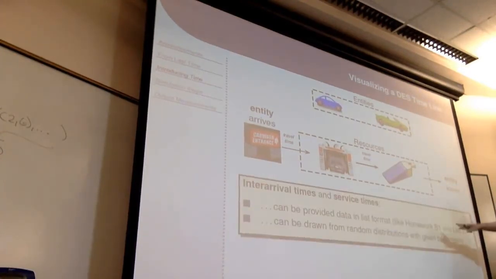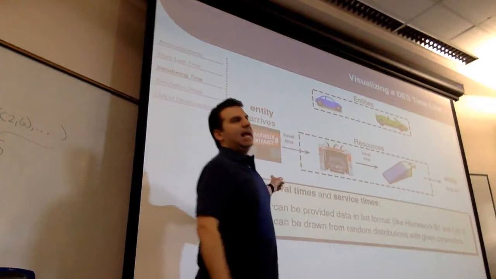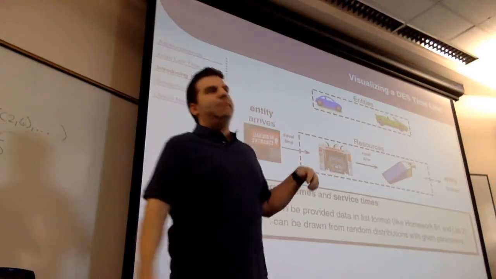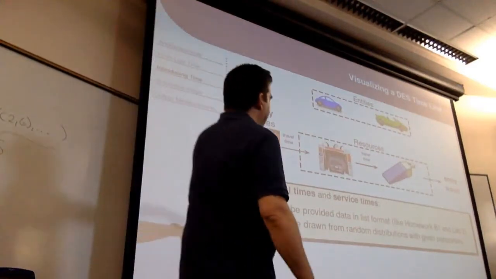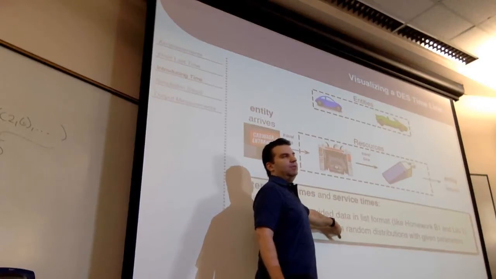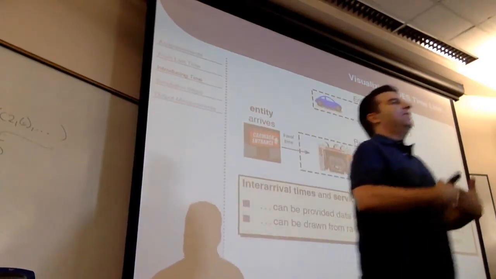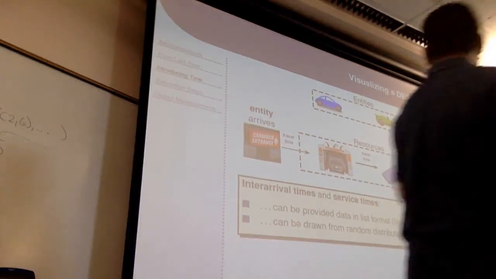All right, so inter-arrival times and service times, as you'll see in the homework, are provided to you in a list format, as they are in lab two. But in general, this is where stochastic modeling comes into play. Later in the semester, we'll figure out how to generate random distributions and draw from those distributions, so we don't give you a list of inter-arrival times ahead of time.